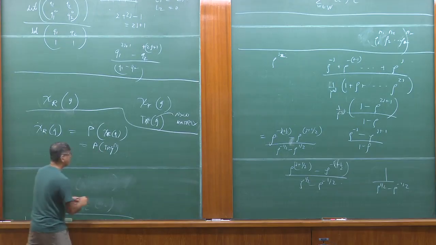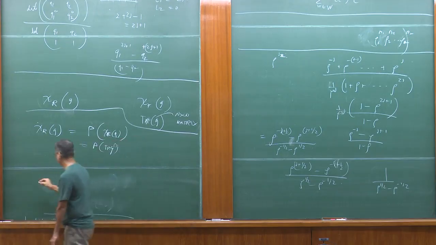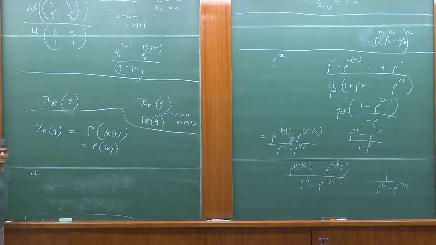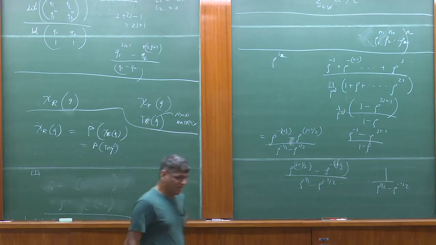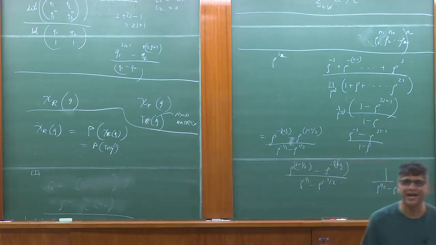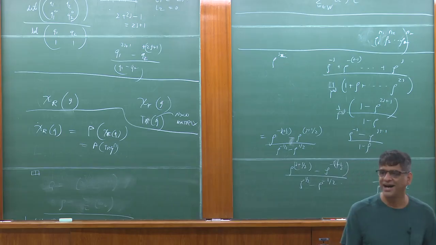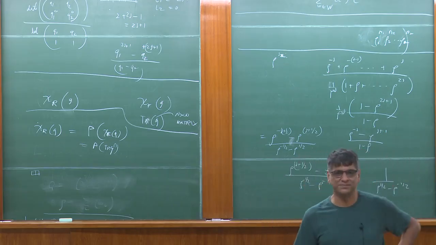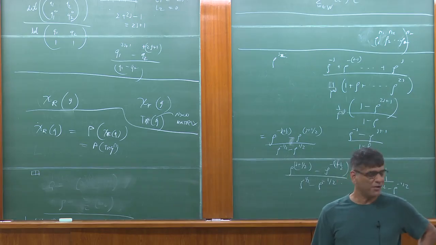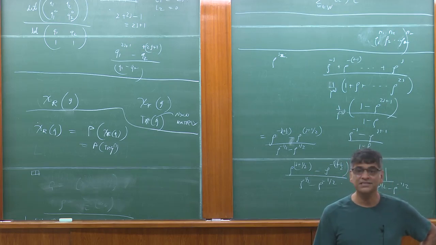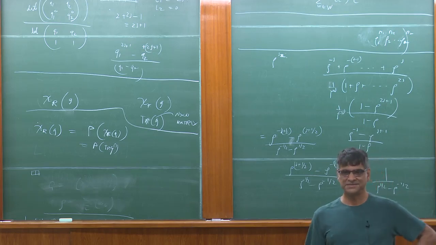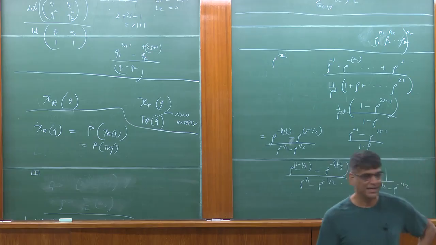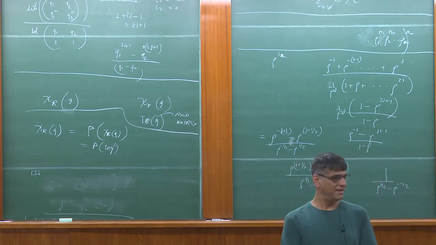Let's take the example of this representation. Now, I'm going to ask you what is the character in this representation in terms of trace g. Now, if you think about it, you already know the answer. You know the answer because this is just Bose statistics. What we're looking at is the following problem.